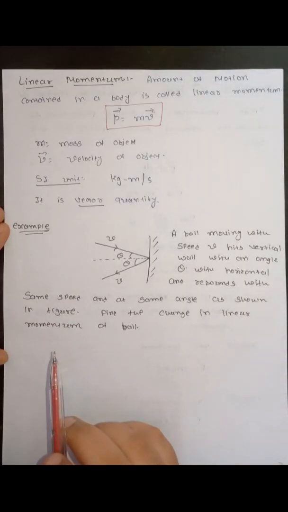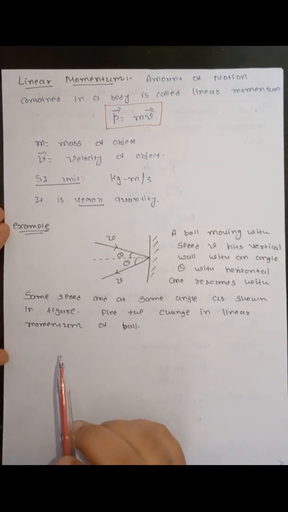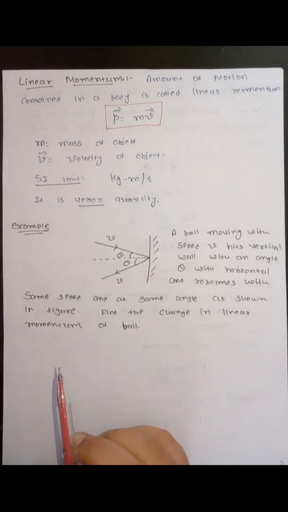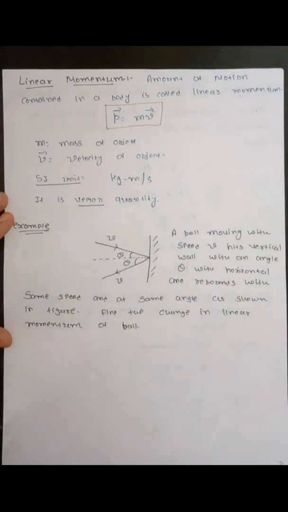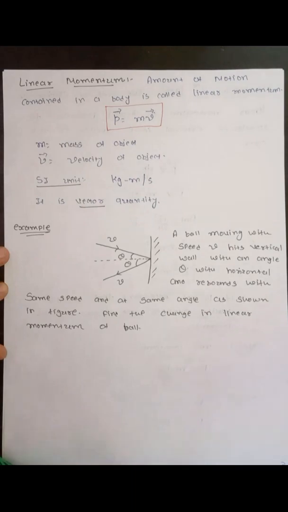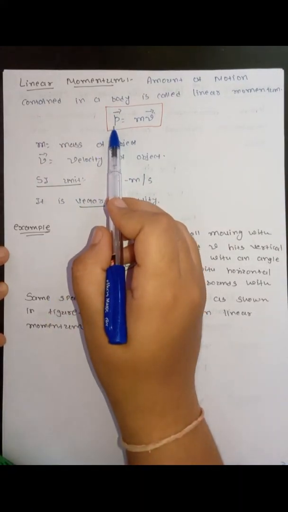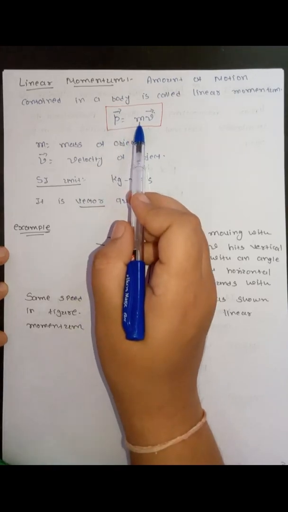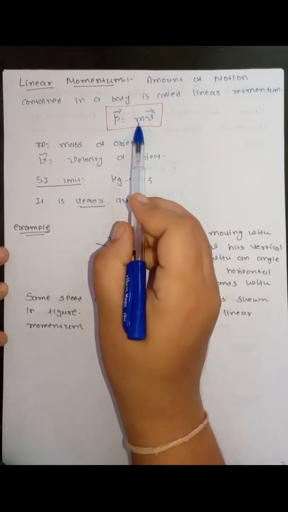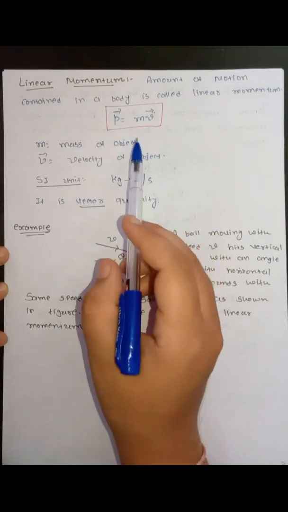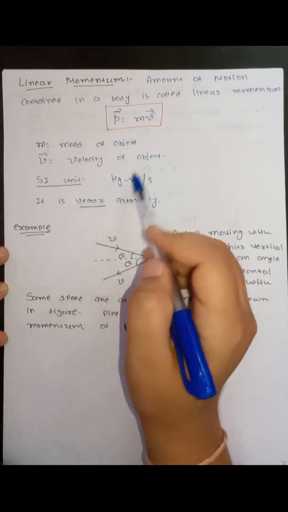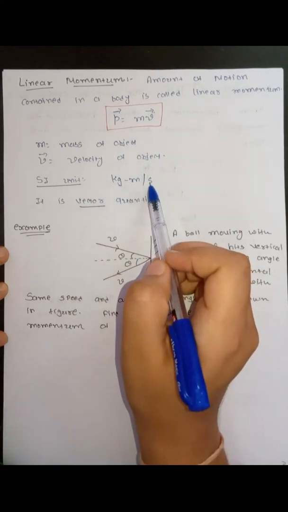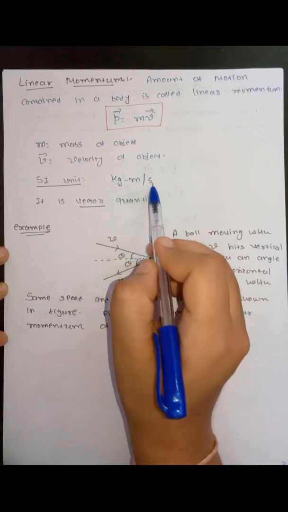Now, before moving on to the second law of motion, let us understand a new physical quantity called linear momentum. The linear momentum is defined as the amount of motion contained in a body. Momentum is denoted by small p. Momentum is the product of mass and velocity. So p equals m into v. Momentum is a vector quantity and the SI unit of mass is kg and the SI unit of velocity is meter per second. So the SI unit of momentum will be kg meter per second.